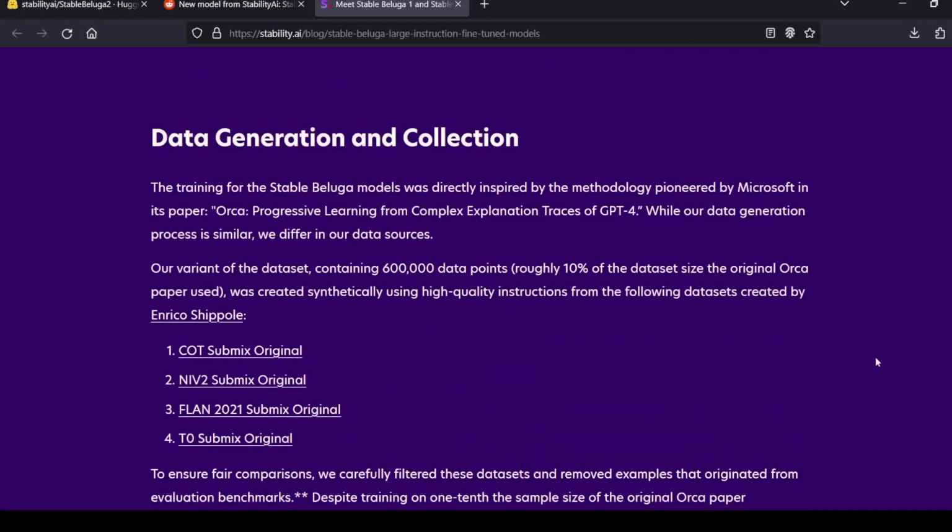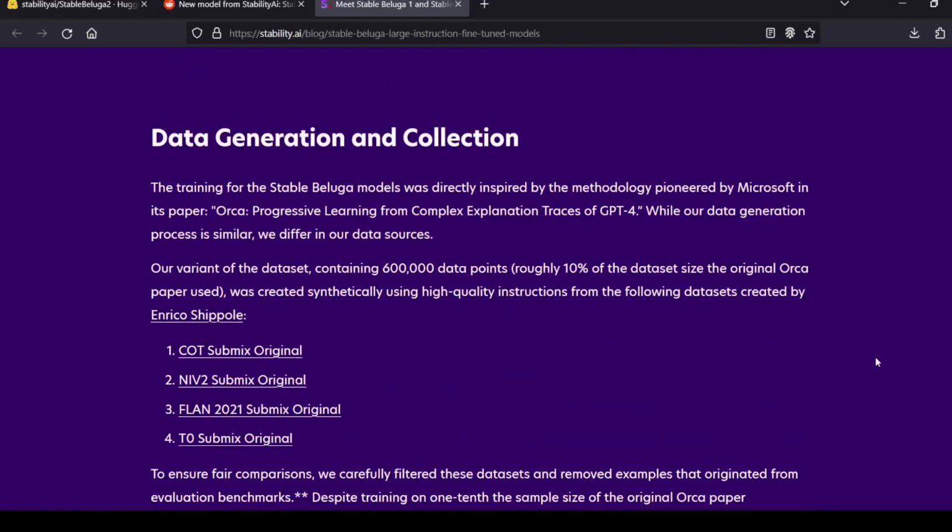One of the fascinating aspects of Stable Beluga's training process is the data generation. Inspired by Microsoft's Orca paper on progressive learning from complex explanation traces of GPT-4, Stability AI followed a similar methodology, but with their own unique twist. They created a variant of the dataset consisting of 600,000 data points, which is roughly 10% of the dataset size used in the original Orca paper.